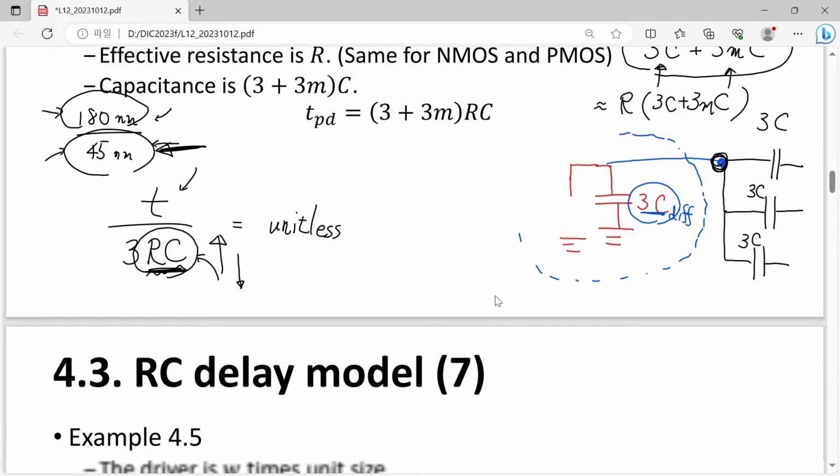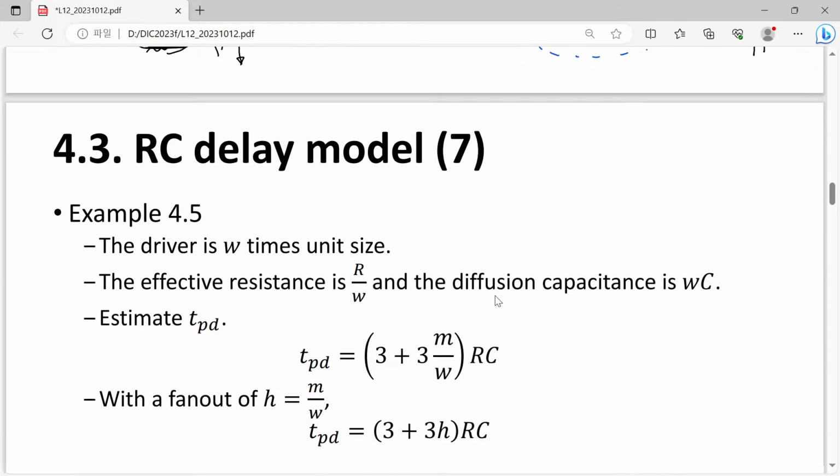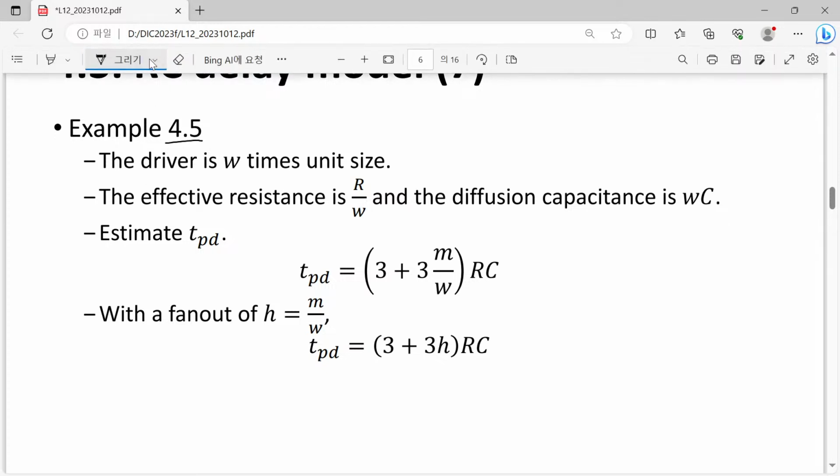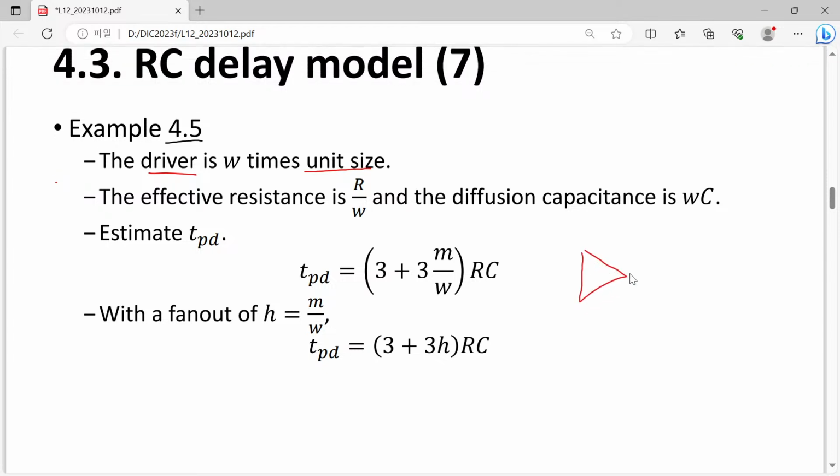Okay. So now let's go to another example, example 4.5. Here we have a driver wider than unit width. Previously, the situation we have considered was like this. Here we have a unit inverter, and here also we have a unit inverter, and another unit inverter. That was the situation.